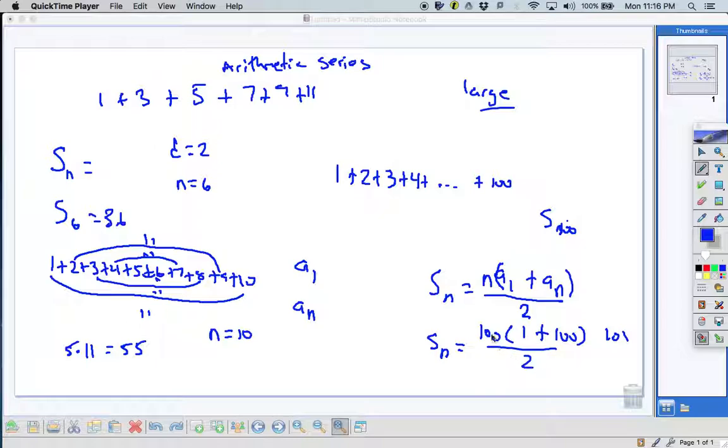And I'm going to do a little trick. I'm going to go ahead and divide this by 2, so that's 50. And I need to multiply 50 by 101, and you get the number 5050. So if you took the first 100 numbers and added them up, you're going to get the number 5050. So that's an easy way to do it where you don't actually have to add up every single number.